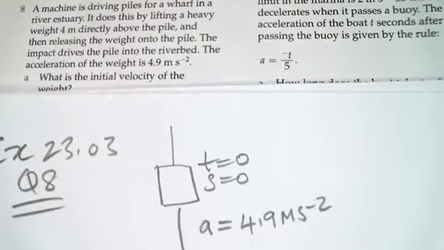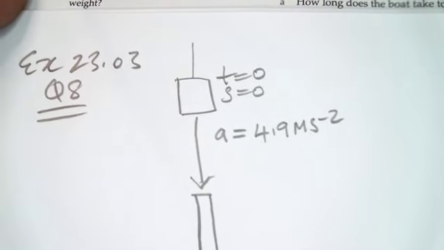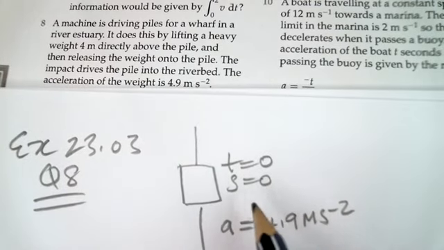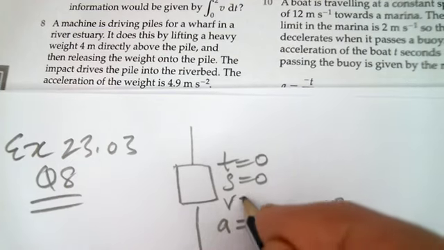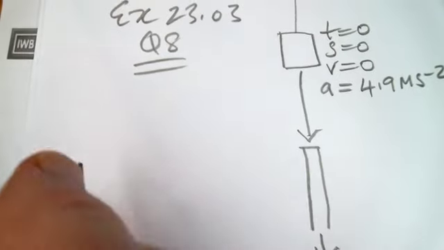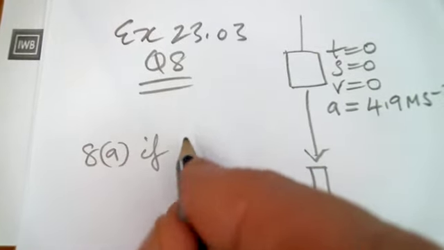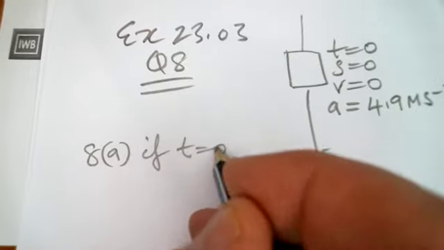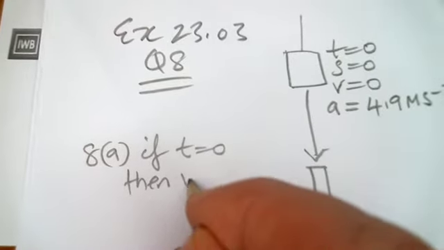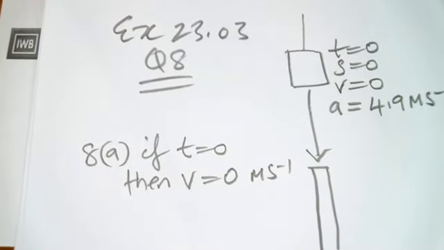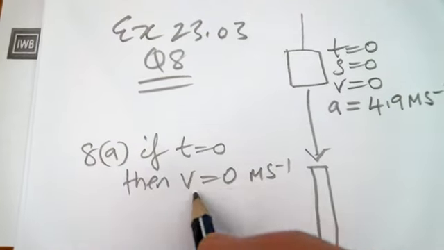So the first thing it asks us to calculate is the initial velocity of the weight. Well, if t is 0 and s is 0, we're not given any information about it, so we have to assume that v is also 0. So I would say question 8a, if t equals 0, then v equals 0 meters per second. We've got no information that would be otherwise. Yeah, so that would be my answer.